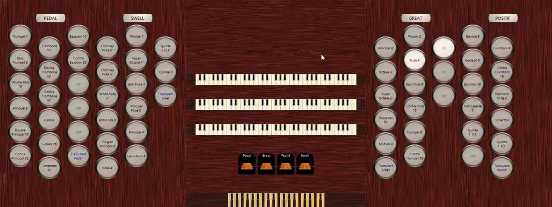So, that was the 2-foot piccolo. Here's an octave lower, 4-foot flute. Very nice round sound for some of those notes there, especially the lower ones. Okay, another octave lower, an 8-foot bass flute.